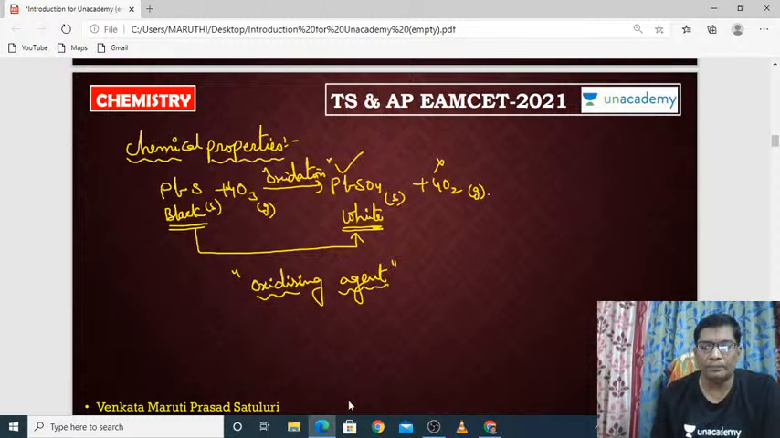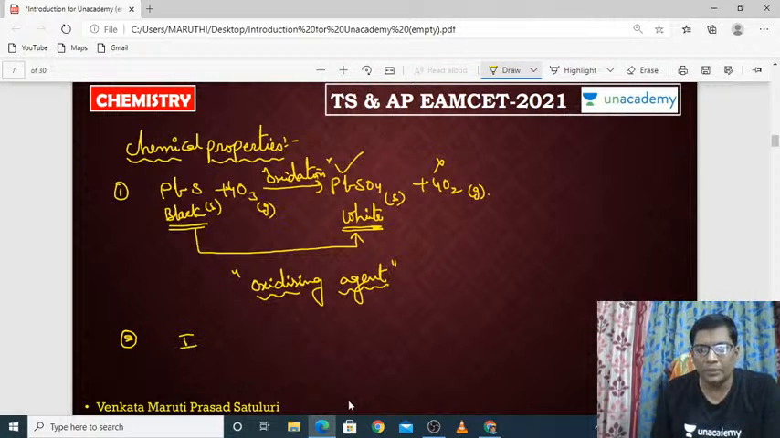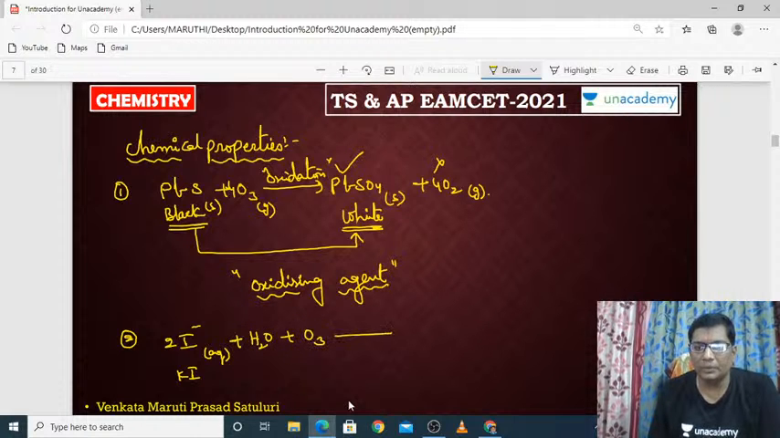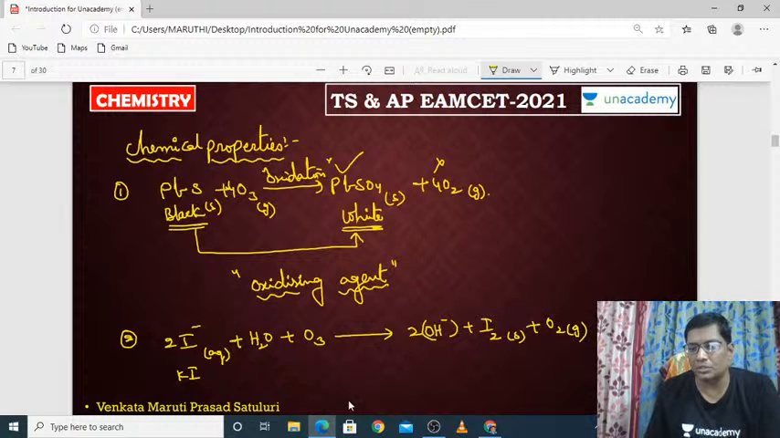Okay, right. And in the same way, one more important oxidation reaction, please observe here. The I minus ions. That means if you take KI, in the KI, I minus ions will be there. These are all called iodide ions. Iodide ions can react with water in the presence of ozone. Then what will happen? It will produce iodine along with oxygen. Iodine is not a gas, of course, it is a solid.